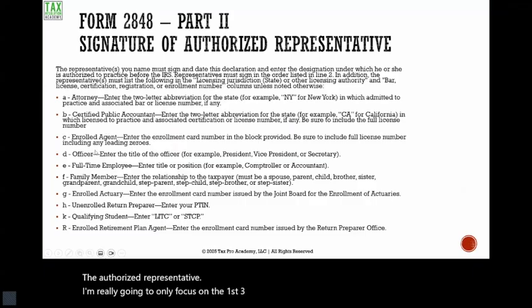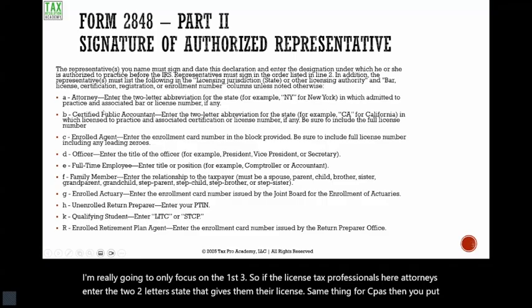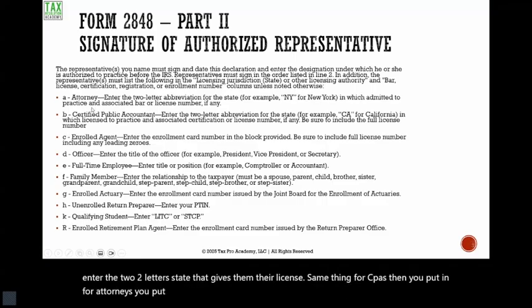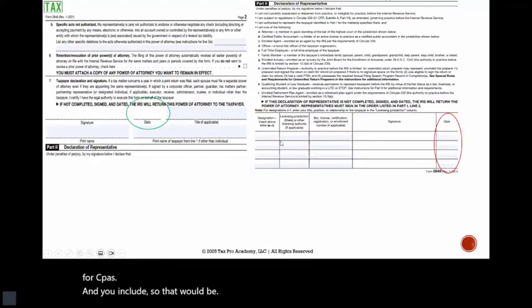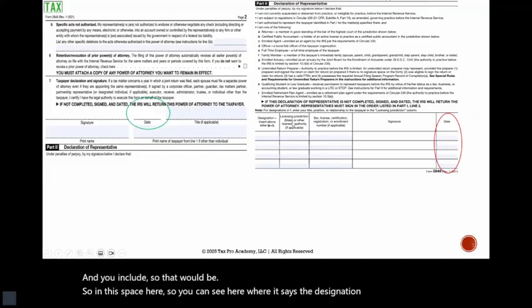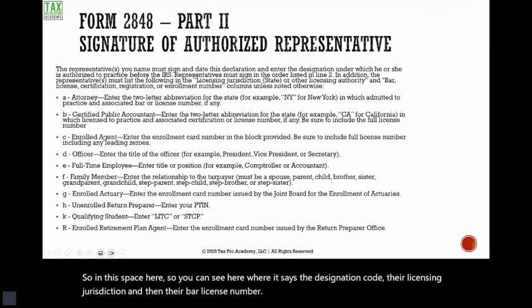So if the licensed tax professionals here are attorneys, enter the two-letter state that gives them their license. Same thing for CPAs. Then for attorneys, you put their bar or practice number or their license number. Same thing for CPAs. So you can see here where it says the designation code, their licensing jurisdiction, and then their bar license number. Okay, so that's what goes there.